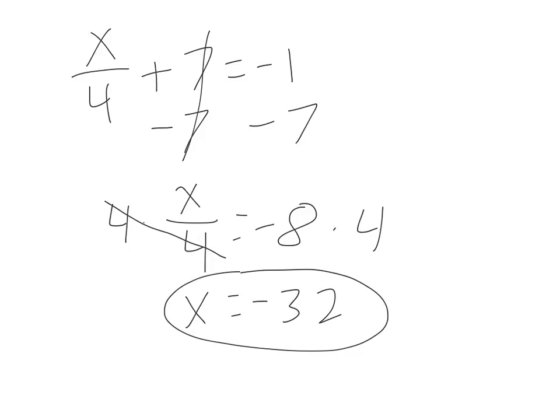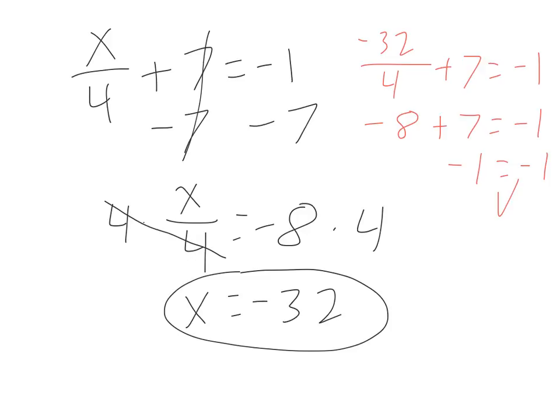And again, we can go back in and check to see if we were right. So, negative 32 in place of x divided by 4 plus 7 equals negative 1. Negative 32 divided by 4, well, that would be negative 8 plus 7. Negative 8 plus 7 is negative 1. And that does indeed equal negative 1. So we did it right. Good job.